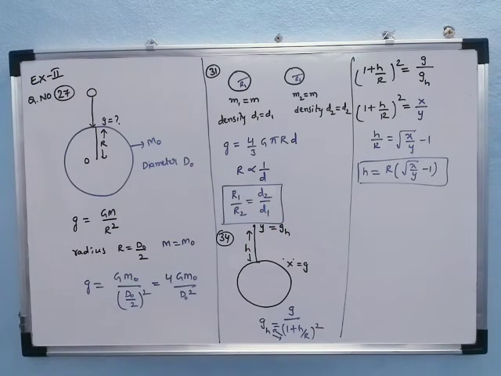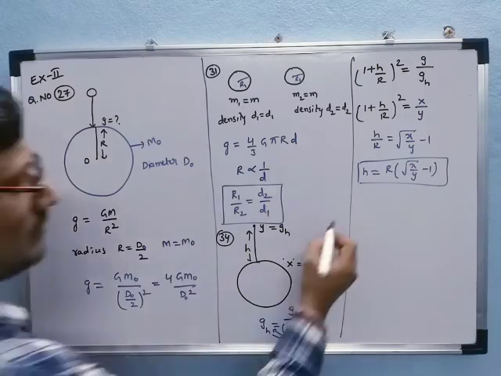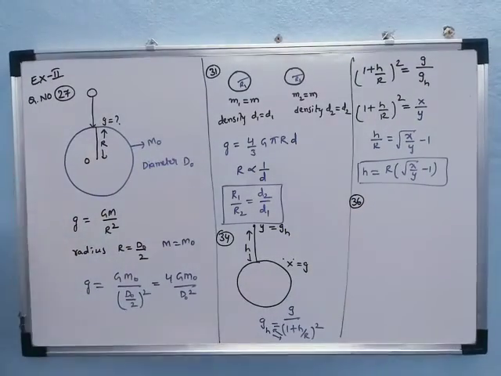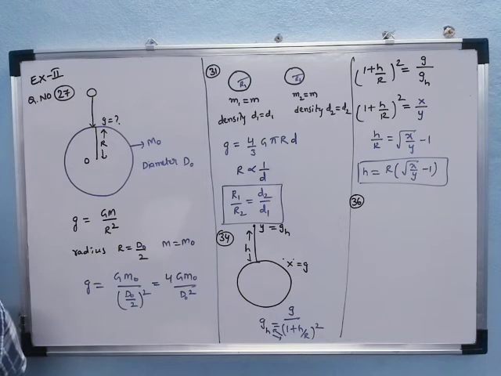Next, see question number 36. Here it is asked: the latitude at which the weight of the body is only 64% of its weight on the surface of the Earth. The radius of Earth is given as 6400. So the weight of a body is only 64%, that is, 64% of its weight on the surface of the Earth.